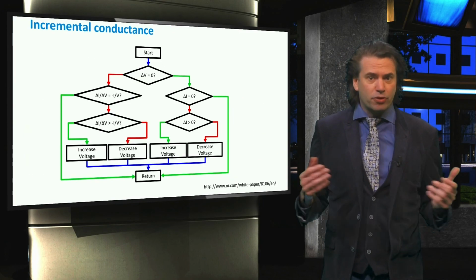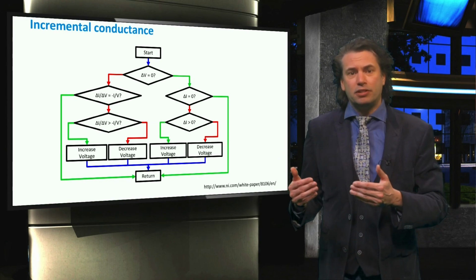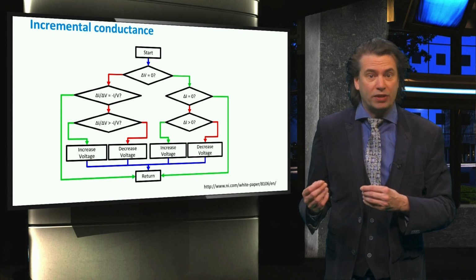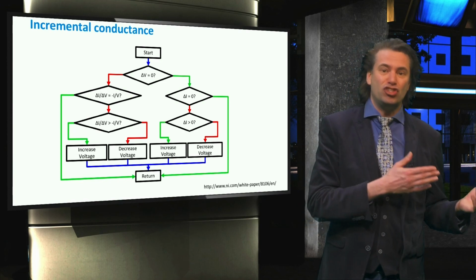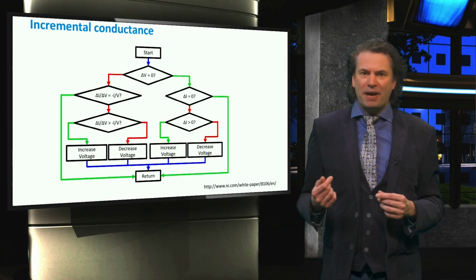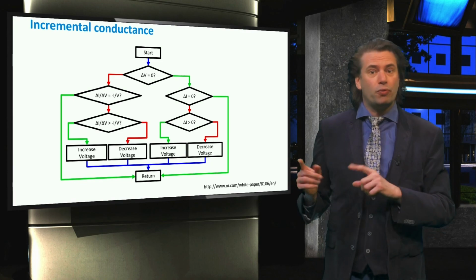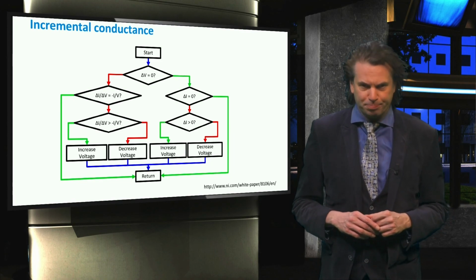The incremental conductance method considers that at the maximum power point, the derivative of the power with respect to the voltage is zero. The sign of the voltage step in this case depends on whether the operation point of the modules is on the left or on the right side of the maximum power point.